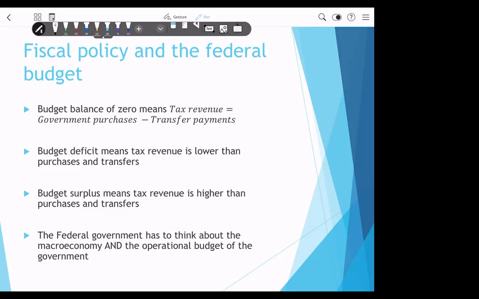Budget surplus means tax revenue is higher than purchases and transfers. This isn't something that's quite as relevant now for a sustained period of time. But throughout the mid to late 80s and early 90s, the government generally had a budget surplus. And then the last thing we want to think about here is the federal government has to think about the macro economy and the operational budget of the government, okay?